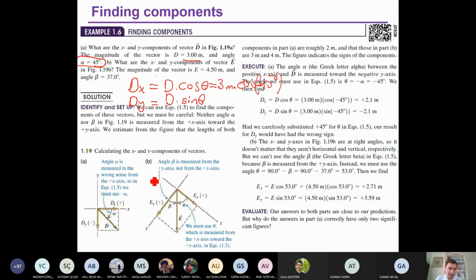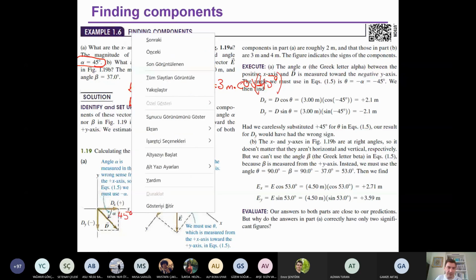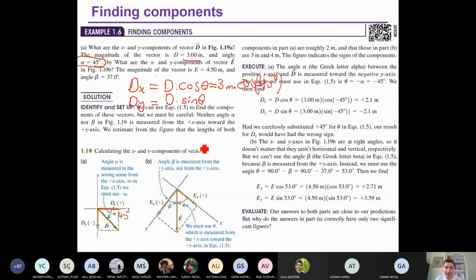Here, alpha is 45 degrees. So if you would like to calculate this component, you have to use negative 45, as it has been done here, and the result is plus 2.1 meters. In order to calculate the y, again, you have to take sine of minus 45 degrees, and then you will get a negative value for dy, because look at the picture. This is the y-axis, and dy is along the negative y direction. So this component must be negative, right? But if you put positive here, then you will get a positive number.